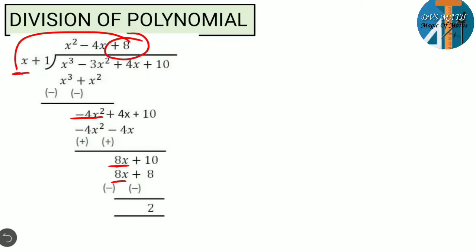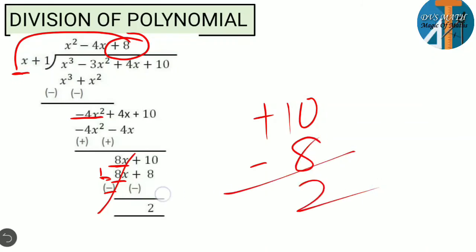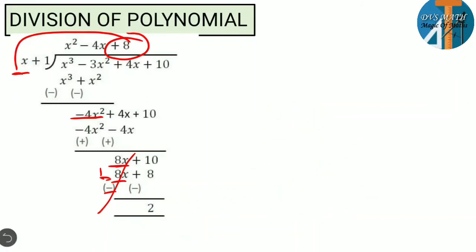So again changing the sign, you have plus here, so changing to minus, plus 8 minus. So these two cancel. Plus 10 minus 8, you will get 2. So here if you divide this, you are getting 2 as the remainder. So this is about the long division method.